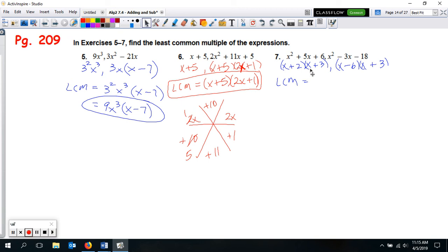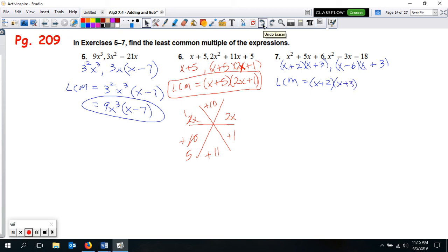We have an x plus 2, an x plus 3, and an x minus 6. So how many? The most of the x plus 2's is just 1 seen anywhere, so we're going to include an x plus 2. The most of the x plus 3's is just 1 seen anywhere in each one. Even though we see 2 of them, there's only 1 in this one and there's only 1 here, so the most is still just 1.